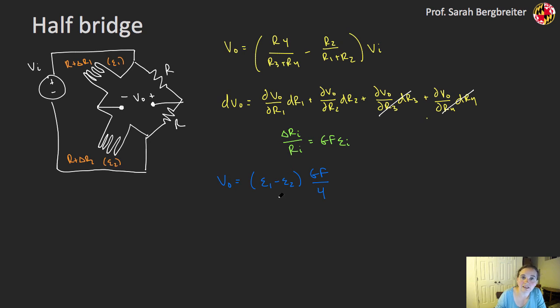And this is completely linear. I don't have to worry about any of those weird nonlinearities I had with the quarter bridge, right? And I'm just looking at the difference of these two strain gauges is going to give me my output. Times my Vin here as well.